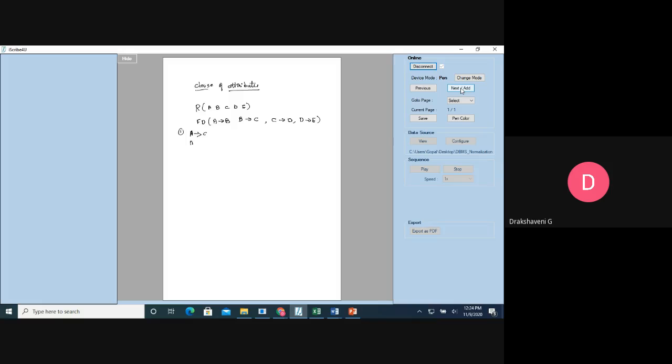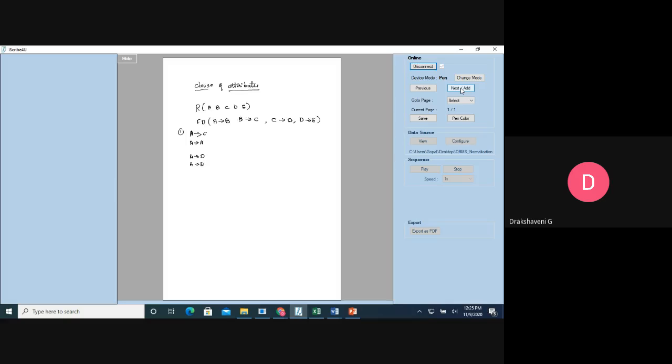We know by the property of reflexivity, A is itself. Then from the given functional dependencies, if A tends to B, B tends to C, C tends to D, then we can say A also tends to D. Then because it is all functionally dependent, I can even say A is also functionally dependent on E.